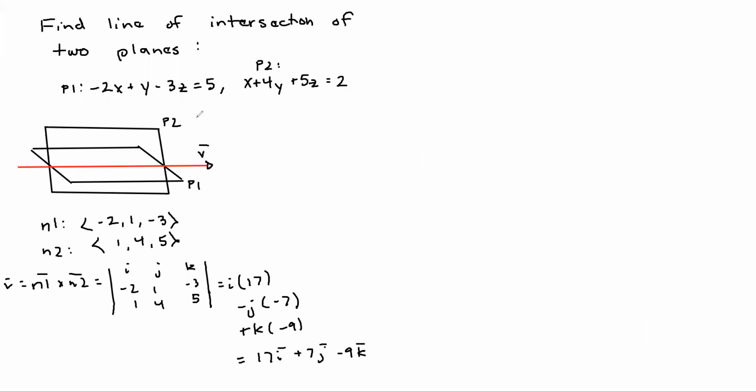And the way that you can go through and find a point is we're just looking for a point that we could plug into these two equations that would make both of them true. So let's just rewrite the equations over here off to the side. So we're looking for an x, y, and z that we could plug in that would make both of the equations true.